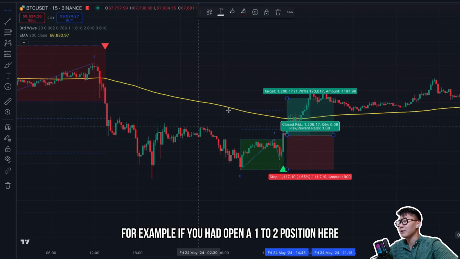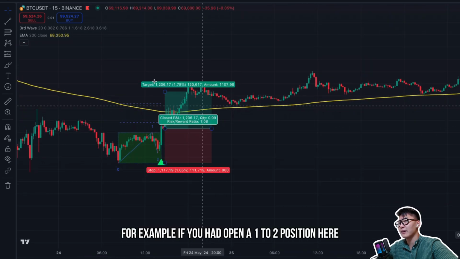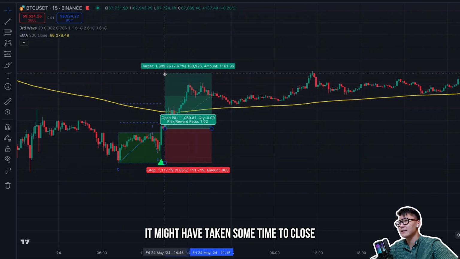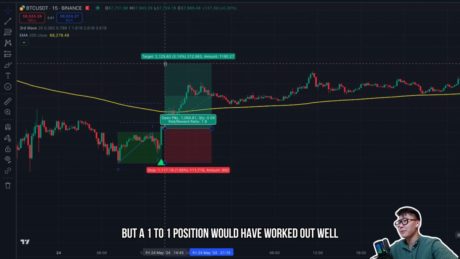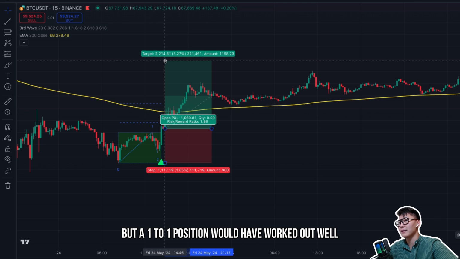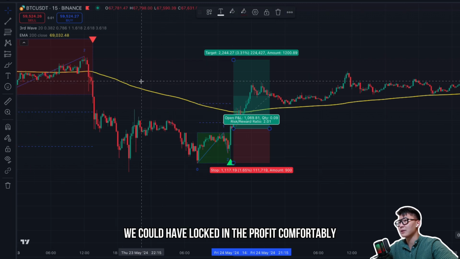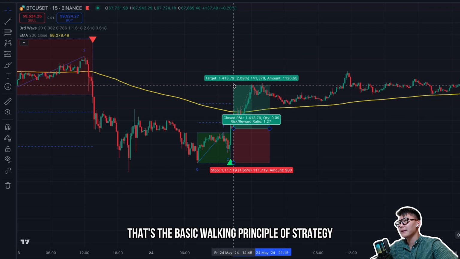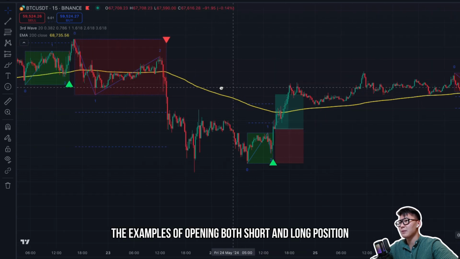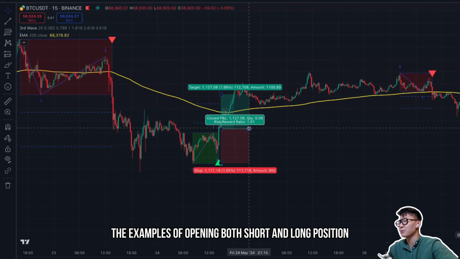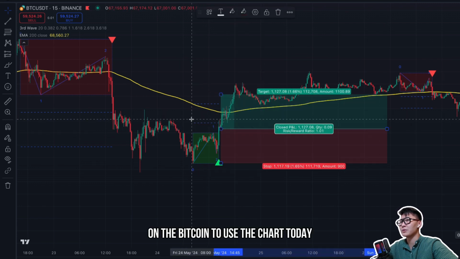For example, if we had opened a 1:2 position here, it might have taken some time to close, but a 1:1 position would have worked out well. We could have locked in a profit comfortably. In this scenario, that's the basic working principle of the strategy. I've just shown you examples of opening both short and long positions on the Bitcoin to USD chart.